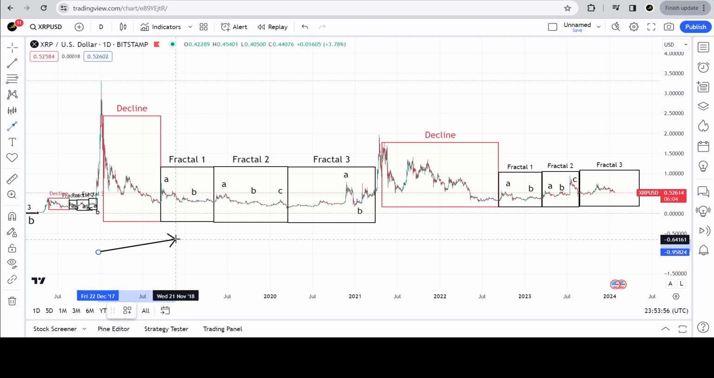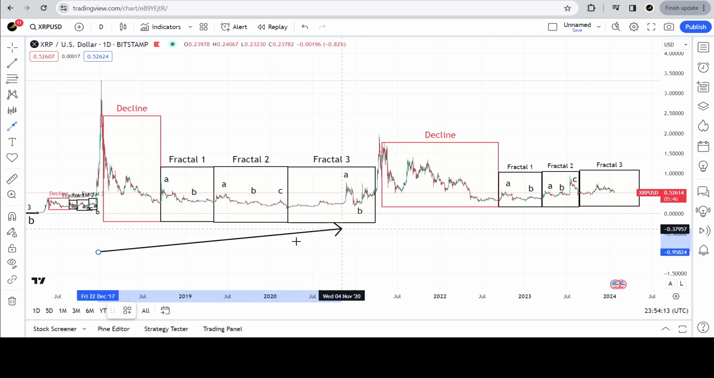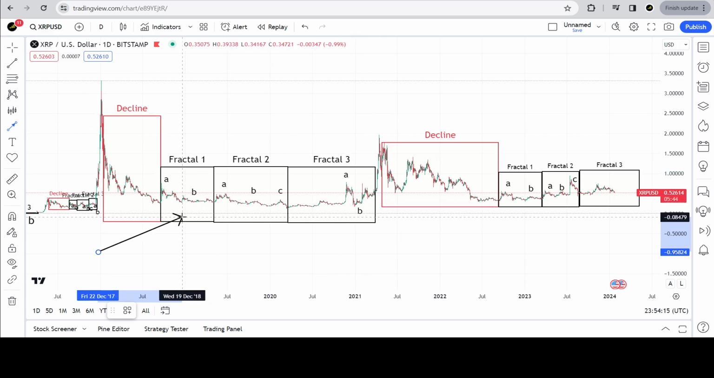So this is the macro structure that XRP has. It's a repetitive structure. This structure has played out many times on the XRP chart. And the essence of this structure is a bull run. We see one here, a decline or a bear market, and then a sideways range-bound time. This idea is repeated over and over again on the XRP chart.